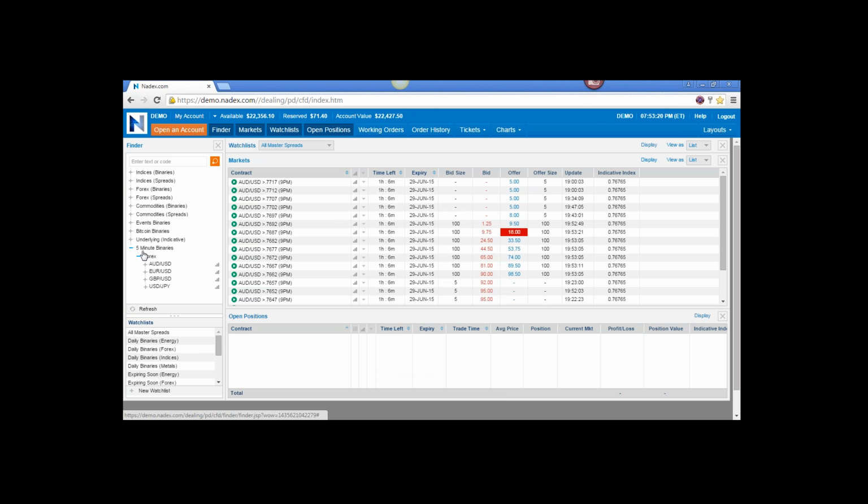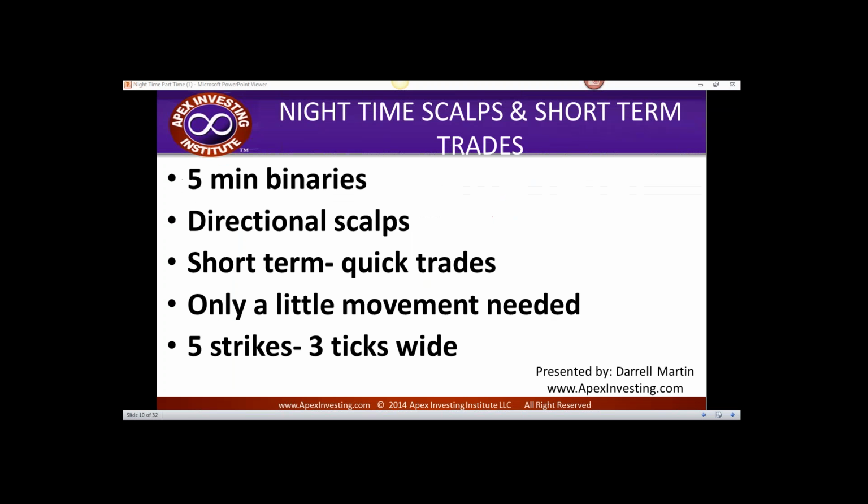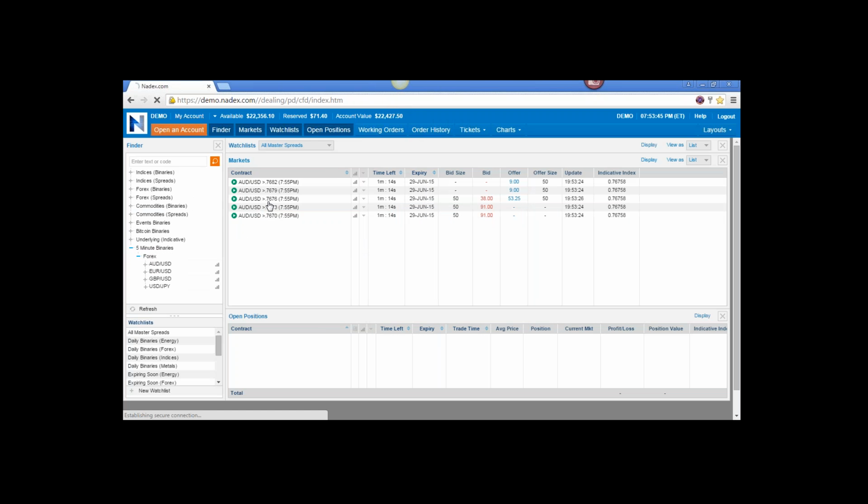Let's look at these 5-minute binary contracts for just a minute, because remember I told you they don't offer contracts the last 5 minutes of the hour? We're coming up to 5 minutes of the hour, so I'm not going to be able to show you on the platform here. Let's just go back over to our PowerPoint. The 5-minute binaries, those strikes are 3 ticks wide. What do I mean by 3 ticks wide? Remember, there's 5 different contracts available here. 670, 673, 676, 679. So there's only 3 ticks between each strike.